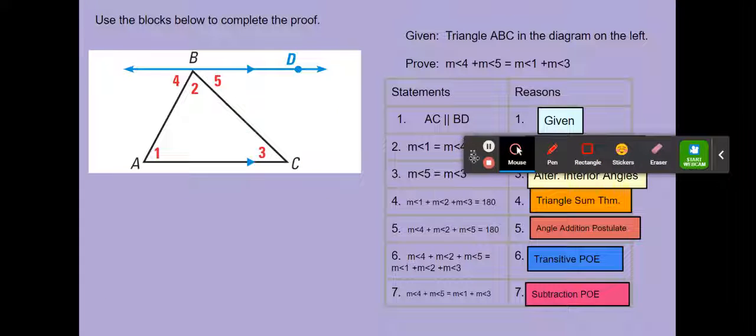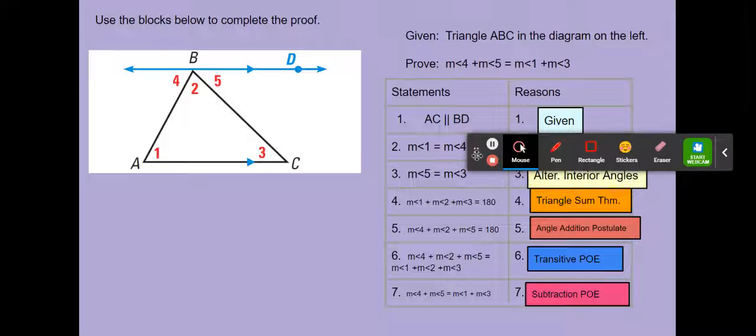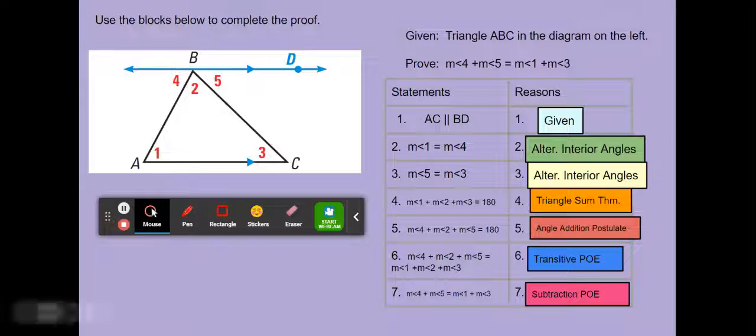12. Again, using the triangle sum theorem. We had to state each reason. We are given ABC in the triangle on the left. Notice we also have the marks here. These marks say that they are parallel. That's what that arrow is, so that is given information. AC is parallel to BD.